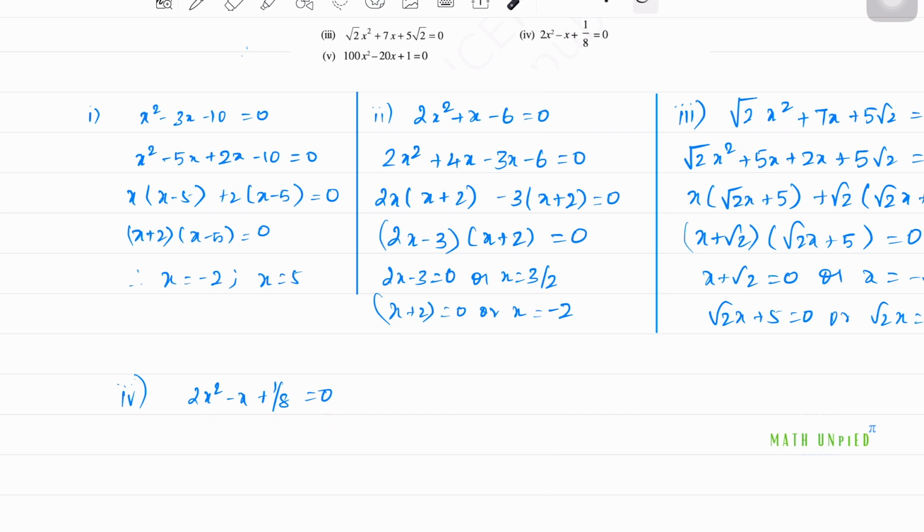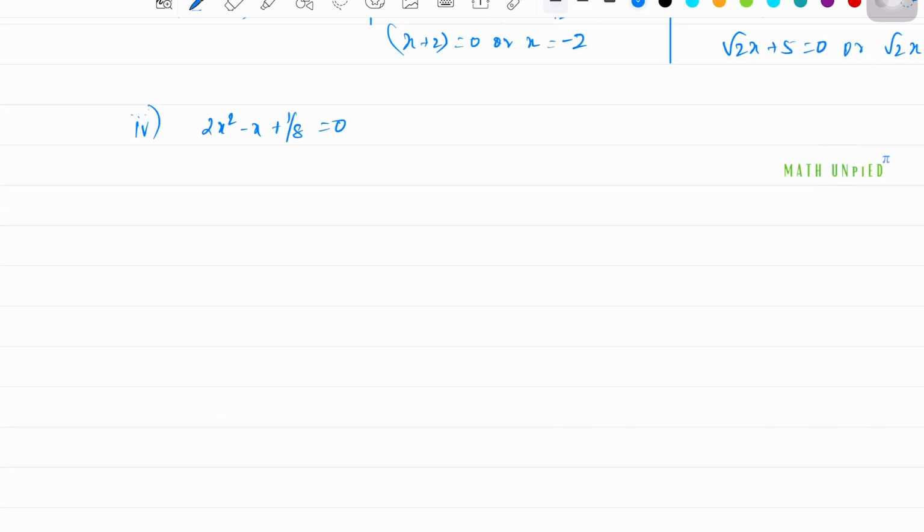2x squared minus x plus 1 over 8 equals 0. Now let's take this 1 over 8 outside commonly and rewrite this as 1 over 8 times 16x squared minus 8x plus 1 equals 0. So if you check this, 1 over 8 into 16 will give 2x squared. 1 over 8 into negative 8, the 8 and 8 will get cancelled, you will get negative x, and 1 over 8 into 1 will give 1 over 8. So this is correct, so far so good.